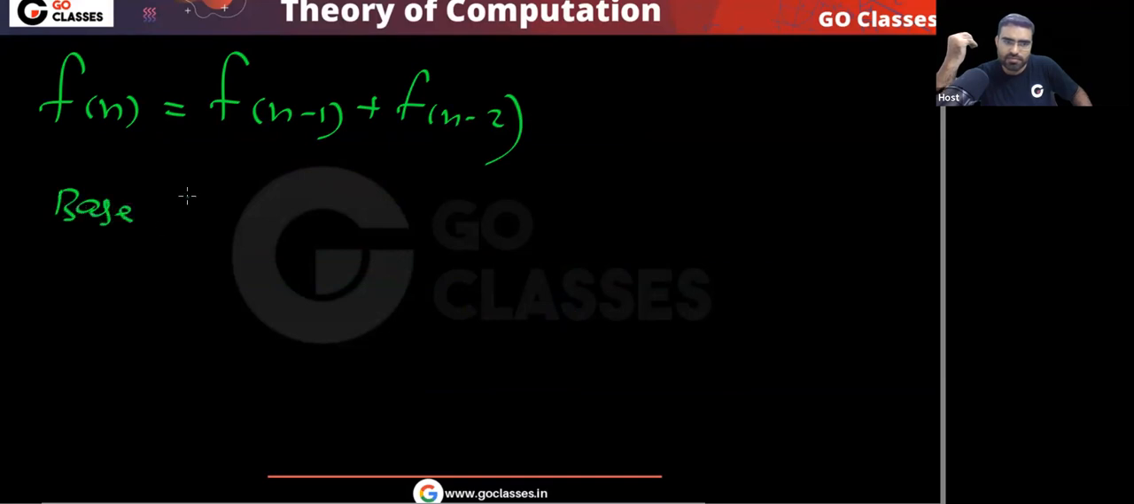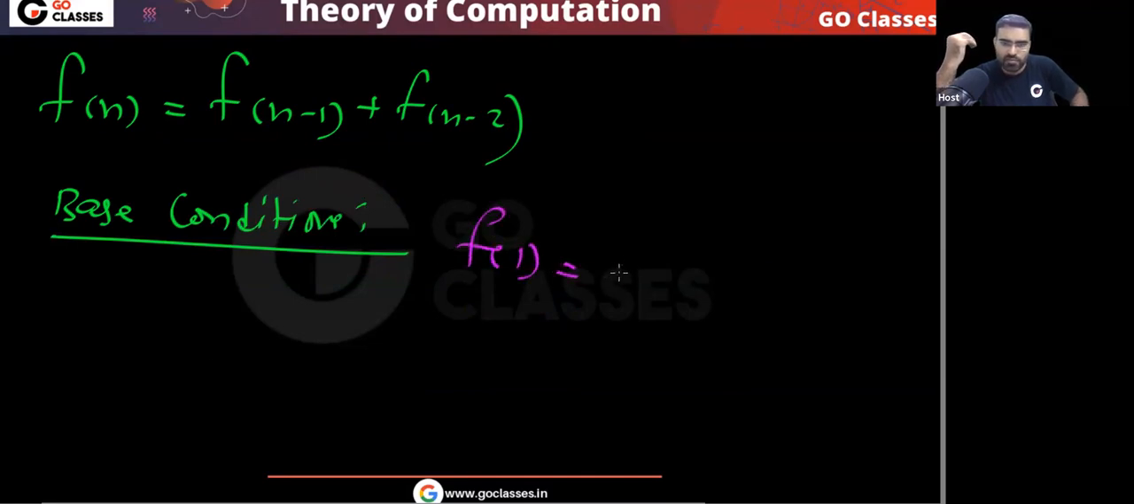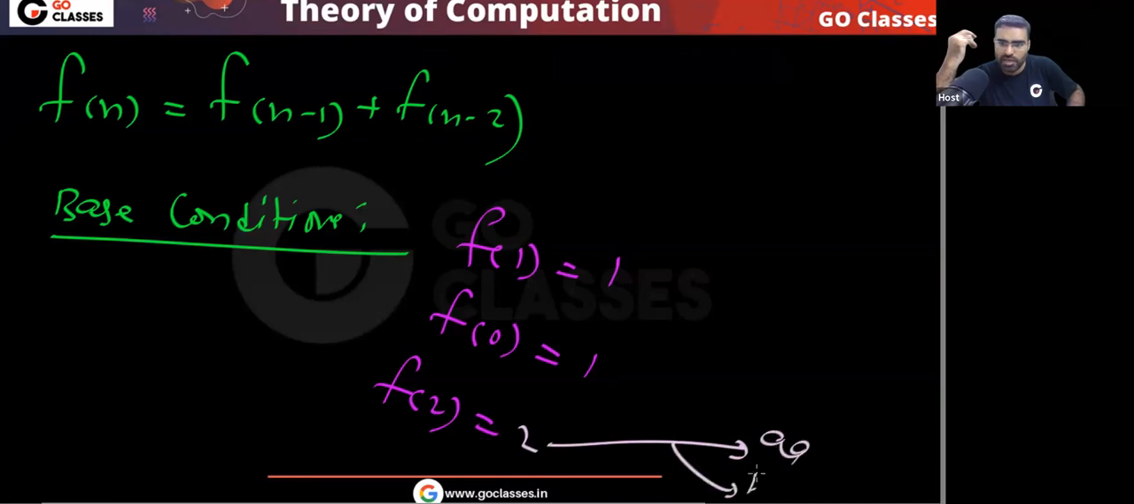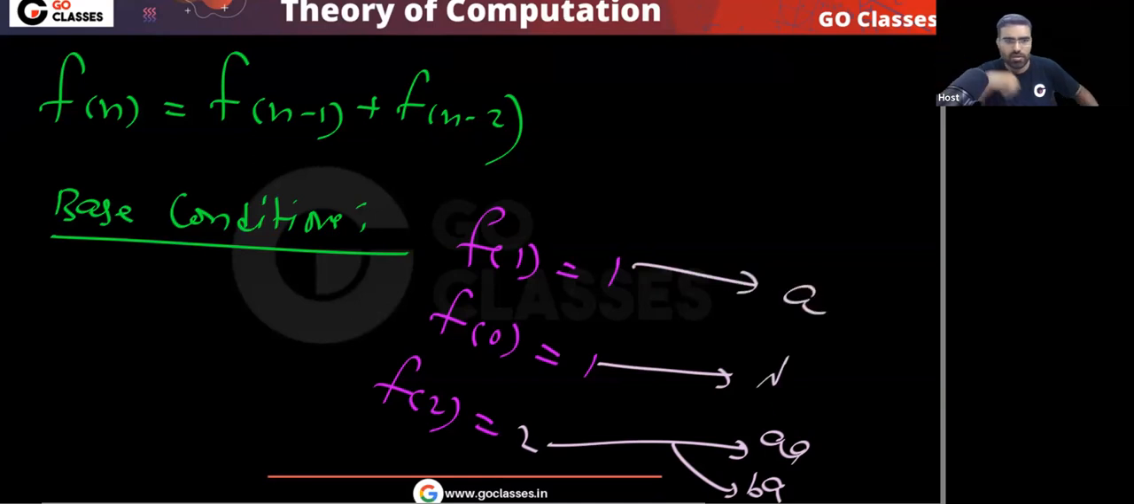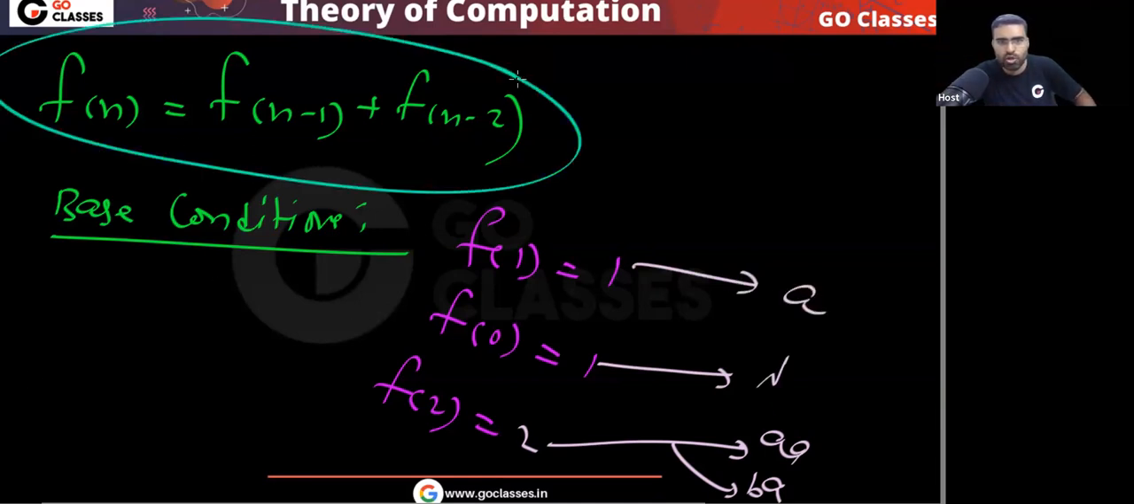And what are the base conditions? So fn is equal to fn minus 1 plus fn minus 2. Tell me, what are the base conditions? The base conditions are f1 is only 1, f0 is only 1, f2 is 2, either a or ba. f0 is 1, that is lambda, f1 is 1, that is a. Okay, so these are the base conditions, and this is your recurrence relation.